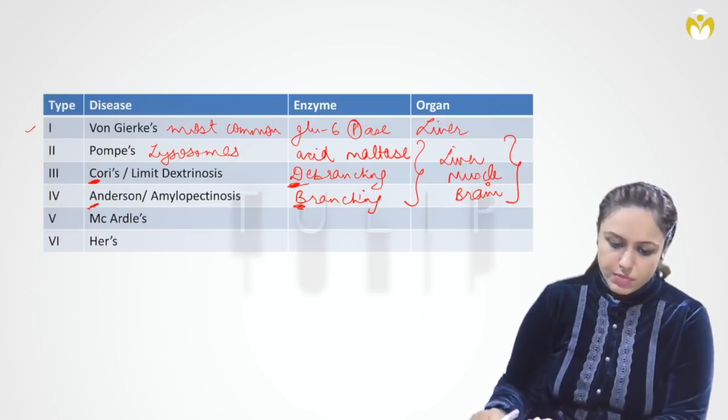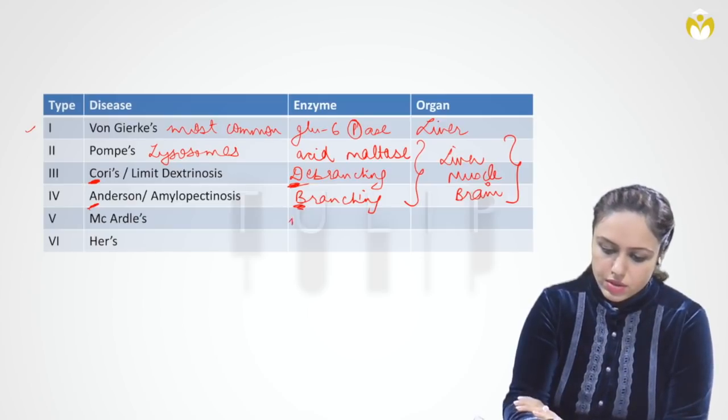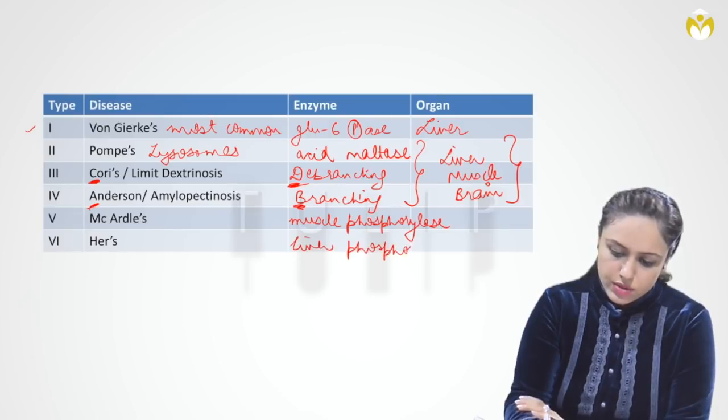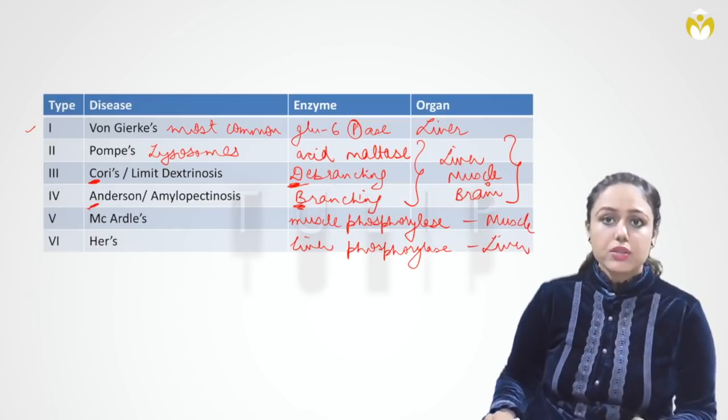Then type 5 is McArdle's disease. In McArdle's disease, the enzyme deficient is muscle phosphorylase. In Hers' disease, the enzyme deficient is liver phosphorylase. So respectively, the organ affected will be muscle in type 5 and liver in type 6.